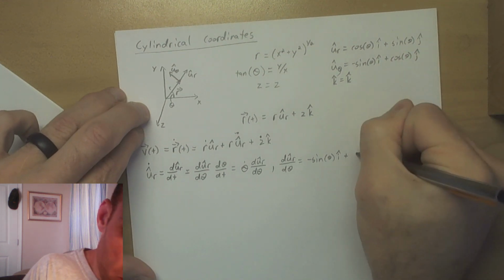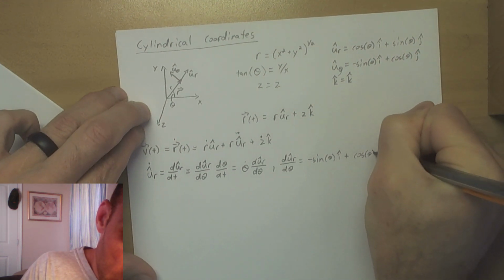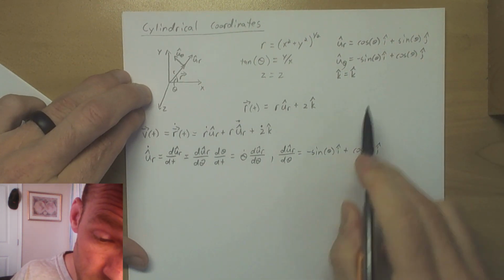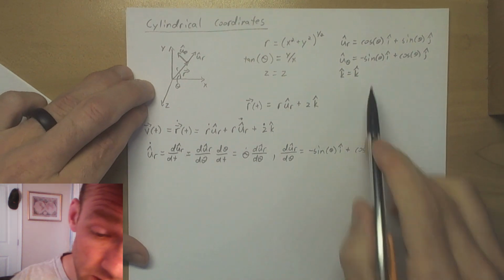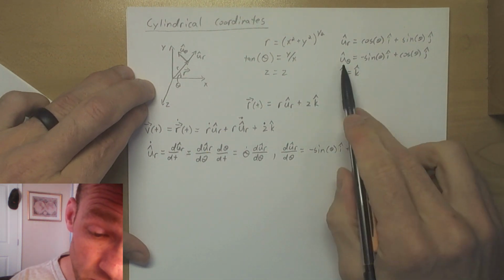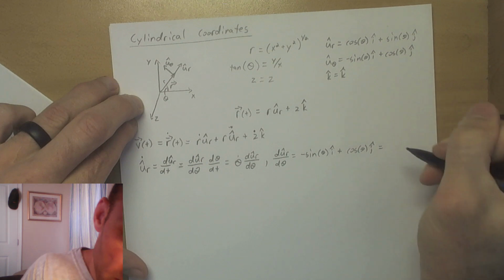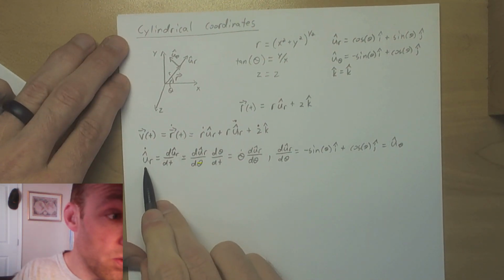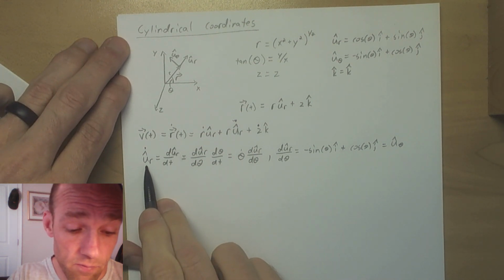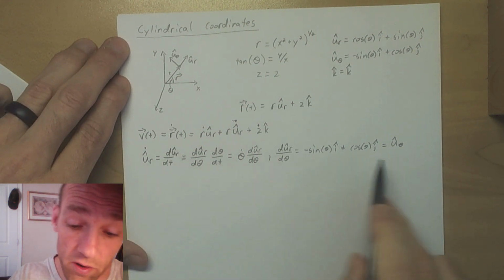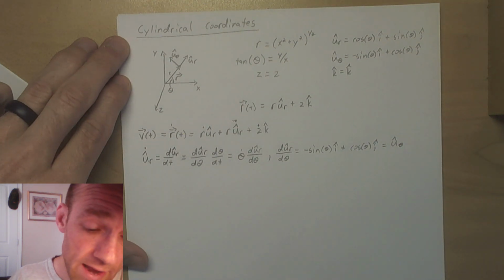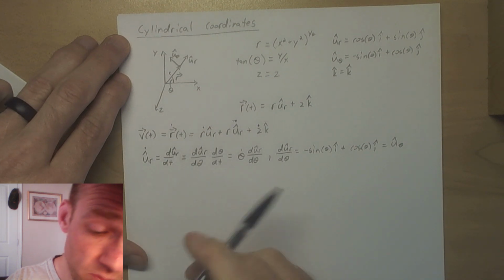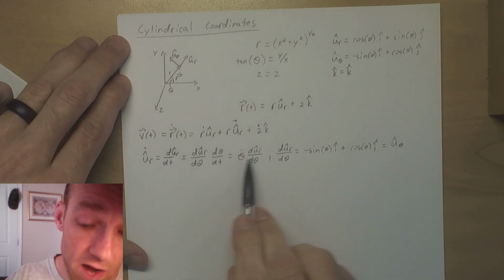Derivative of sine is cosine. But look at this. That's just another way of writing u sub theta. So the time derivative of u sub r is just u sub theta. And that makes sense, right? No, I'm sorry. It's theta dot times u sub theta.